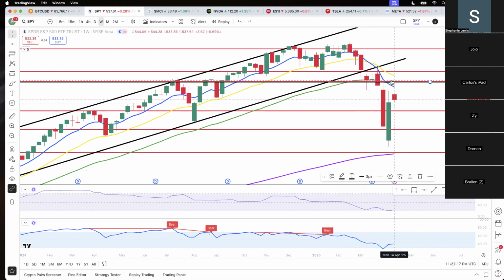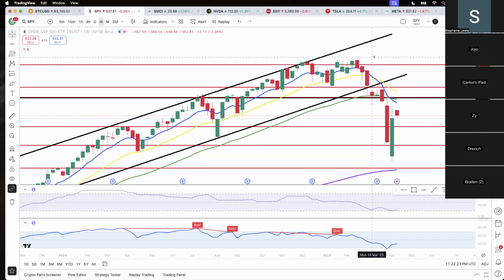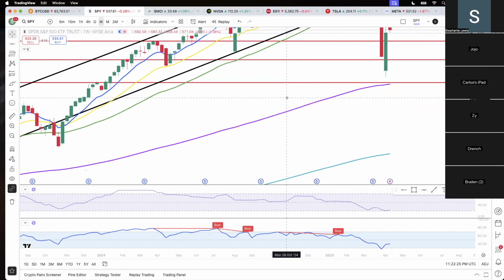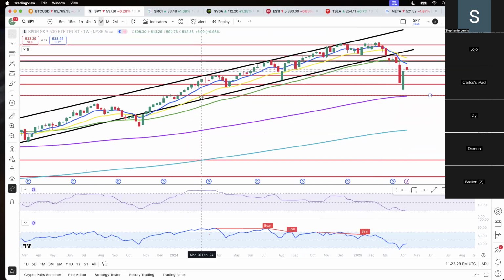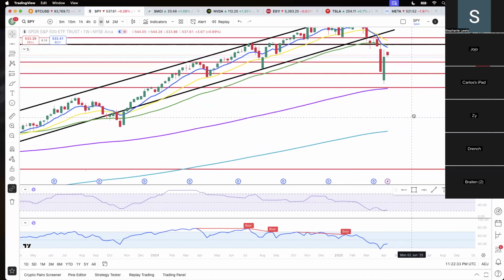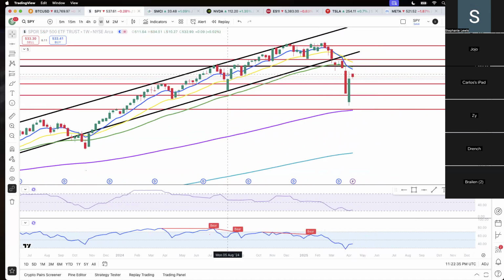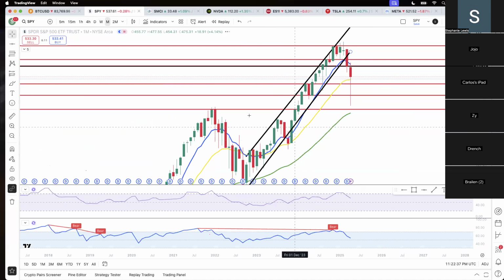Unless SPY started to reclaim 560 and started to reclaim these levels higher than 560, we couldn't say that we were going higher, because now we see we've lost this channel, right? We've actually lost this channel. So I'm careful being, like I said before, I won't be too biased, because if we go back to the monthly, this is a major retest level, this 475, right? This is a major retest level for SPY on the monthly chart.